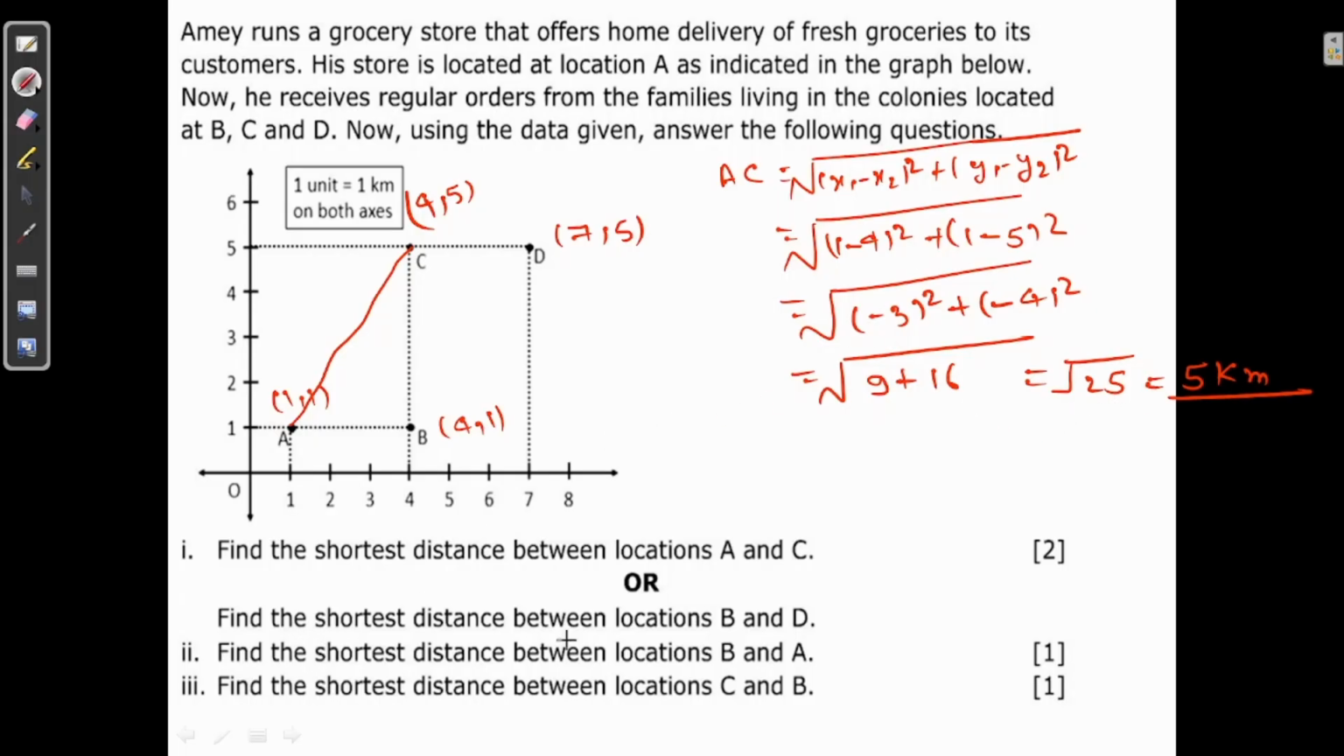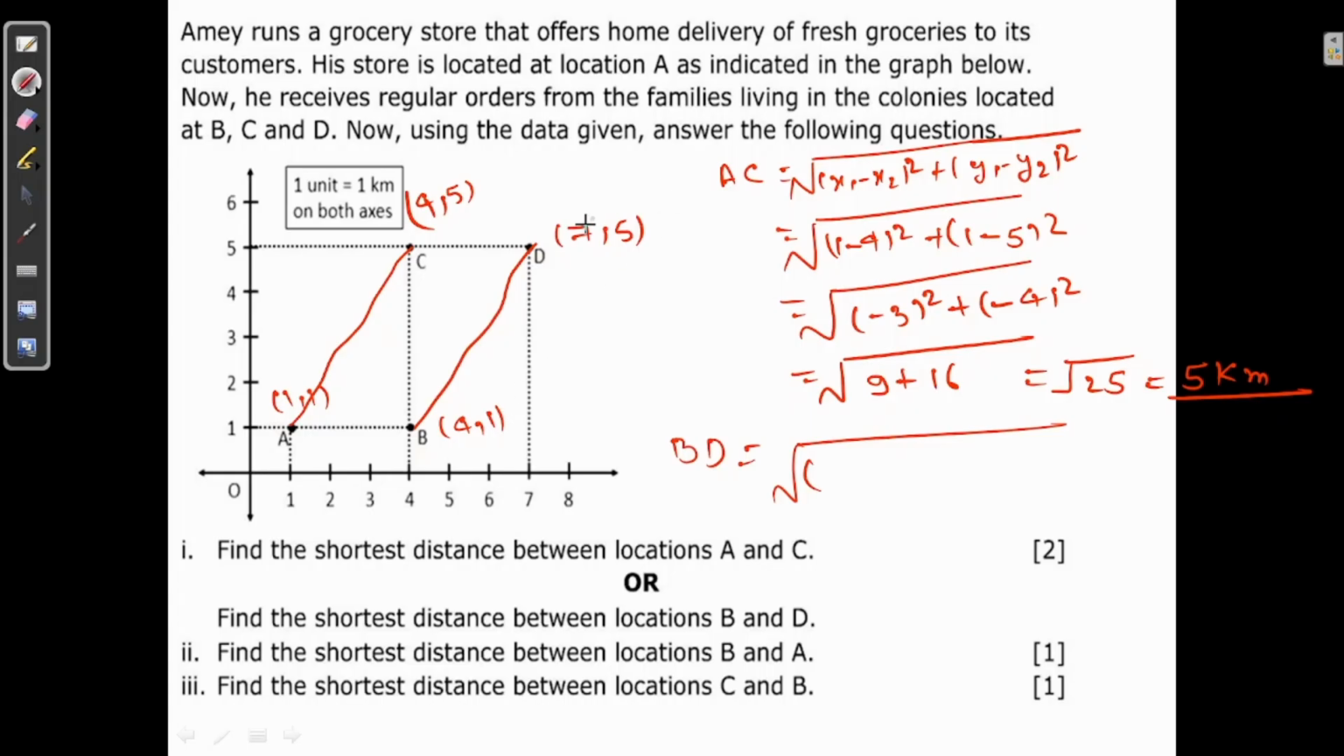Then find the shortest distance between location B and D. So this is B and this is D. So we have to find the shortest distance between B and D. They have clearly mentioned shortest. This is the shortest distance possible. What if I am not writing the formula, directly applying? Is there any problem? Say yes or no. Okay. So I can apply the formula directly now.